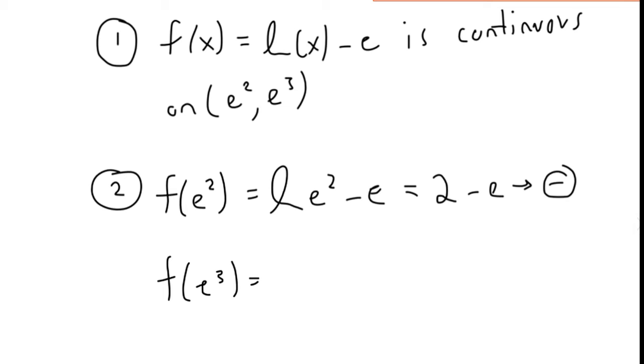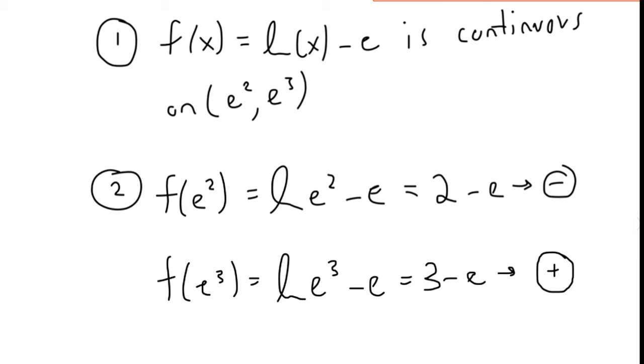F of e cubed. Well, that's going to give us the ln of e cubed minus e. Ln of e cubed, as you might imagine, is 3, so 3 minus e. Now look, 3 is a touch above e, which we agreed e is 2.7 or so, right? So what's this going to yield? The answer is a positive answer. Because it changed signs, it went from negative to positive, the intermediate value theorem unequivocally does agree that there is at least one real zero on the interval.